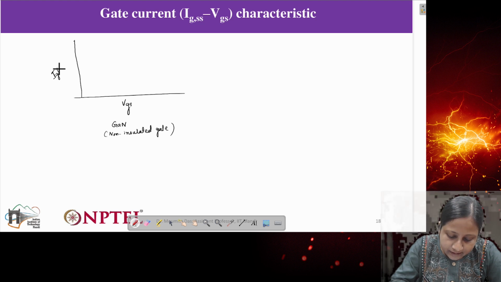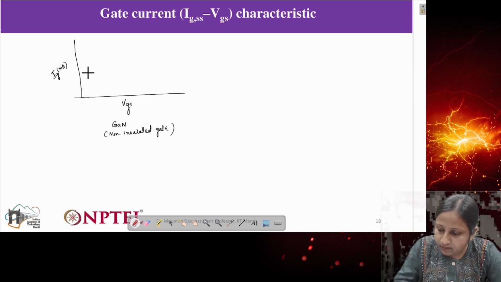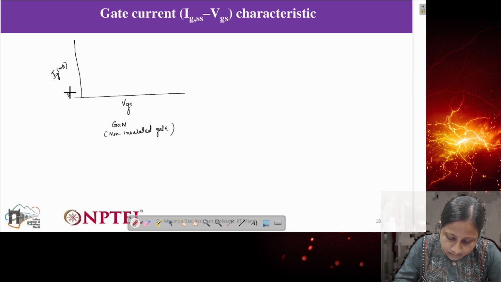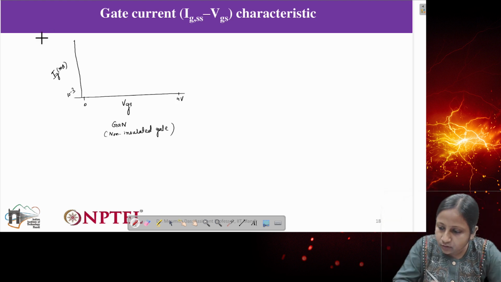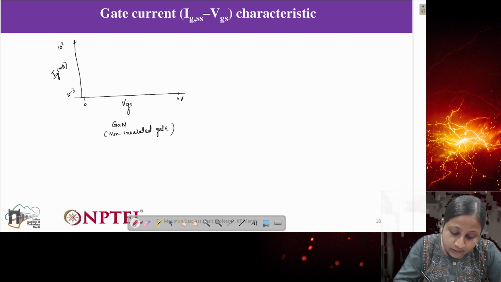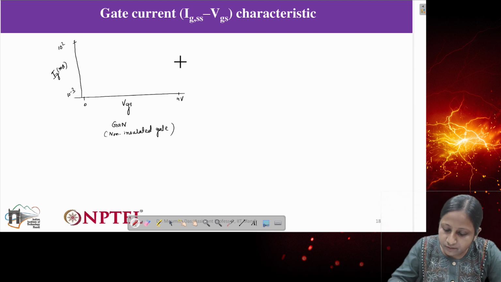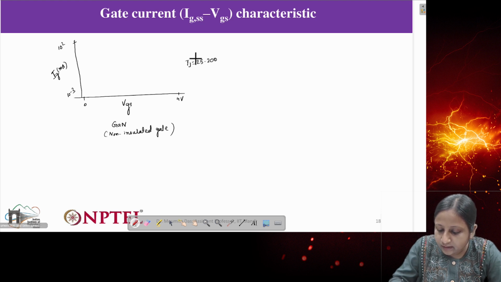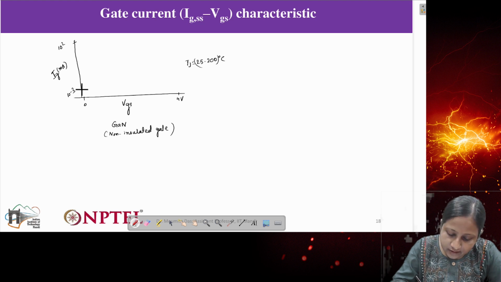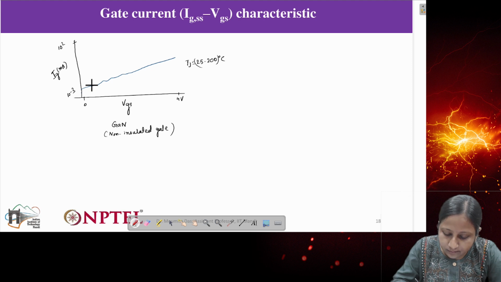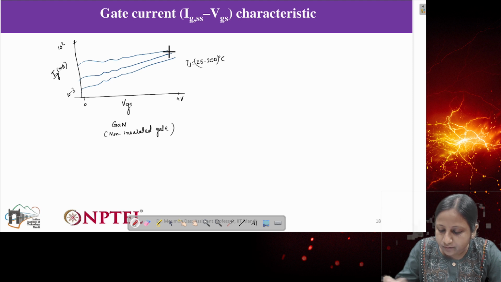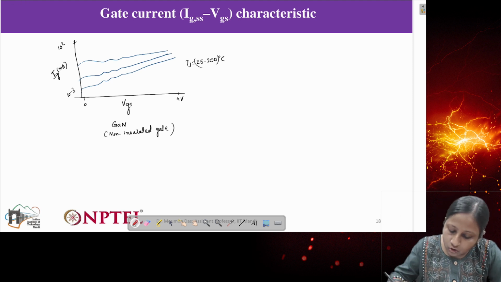It will be in milliampere, and it is varying, let's say from 10 to the power minus 3 to 10 to the power 2 milliampere, while VGS varies from 0 to let's say 4 volts. If the junction temperature is varying from 25 to 200 degrees Celsius, how will it vary? It will vary like this. Initially some oscillation will be there, then it will reach the steady state value with respect to different temperature. This is for the non-insulated gate.